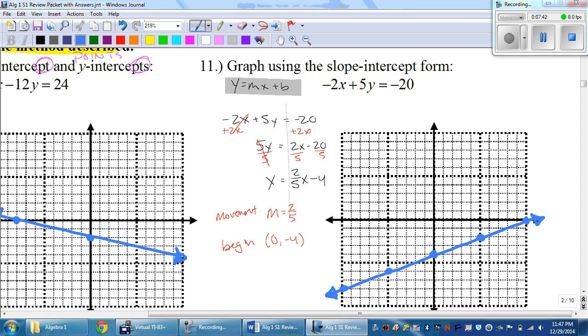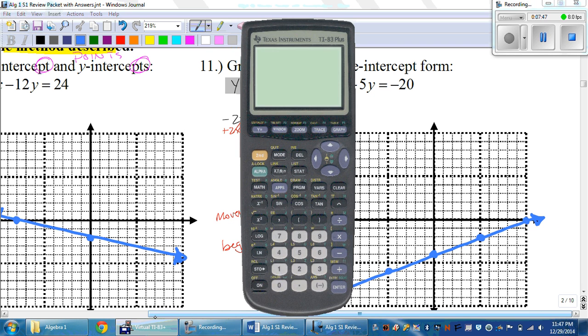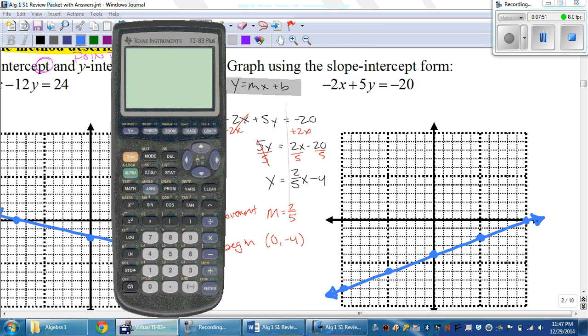Now, real quick, on your graphing calculator, to make sure that you graphed it right, I'm going to go to y equals, I'm going to put in 2/5 x minus 4, and I'm going to hit graph. And now I can prove that I just did the right work. Okay?